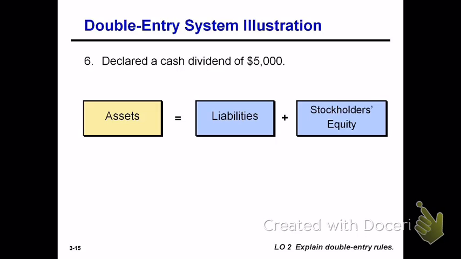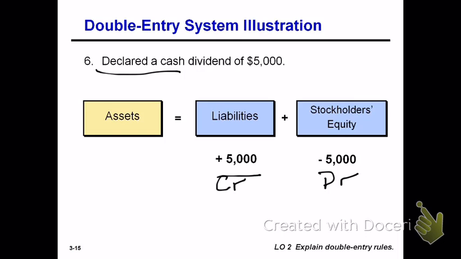Declared cash dividend, so a dividend is a distribution of owner's equity. We have just declared it. We haven't paid it yet, so it's going to create a liability. That's why you have the $5,000 here. And it's decreasing stockholders' equity because you're taking it out of the company and returning it to the stockholders. So liabilities are normally increased with the credit, and it is increasing, so you're going to credit. Stockholders' equity, we said we're decreasing it, so that would be a debit.